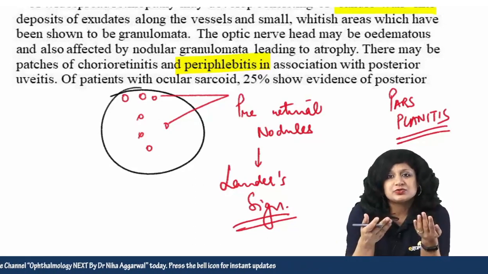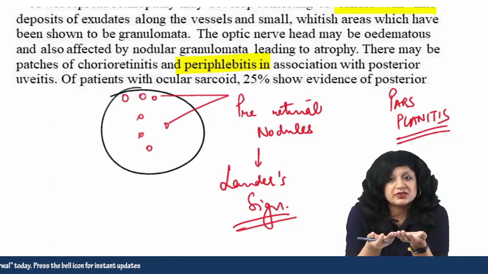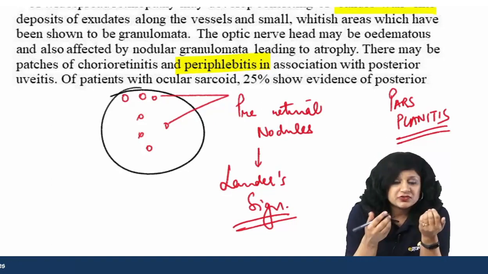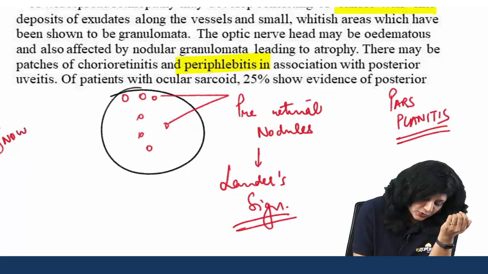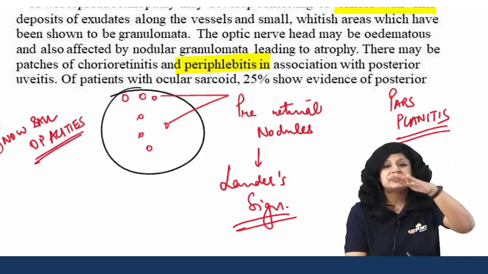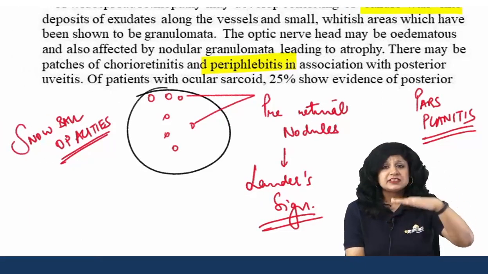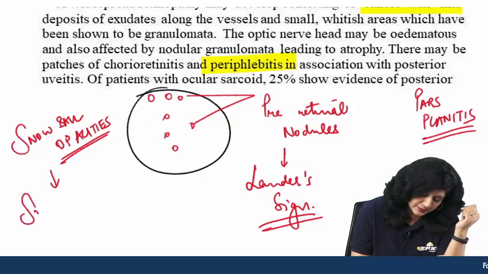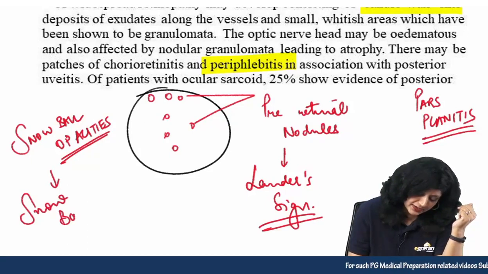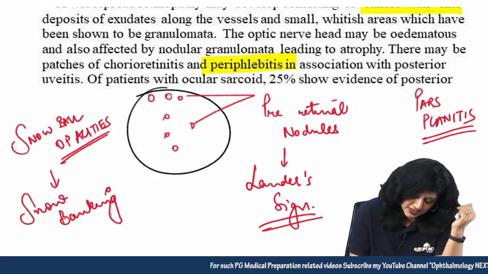We are having vitritis. Due to the vitritis, we are having exudation in the vitreous cavity. Exudations in the vitreous cavity are called snowballs or snowball opacities, and these snowball opacities will start settling at the bottom. And when they start settling at the bottom, this will be called snow banking.